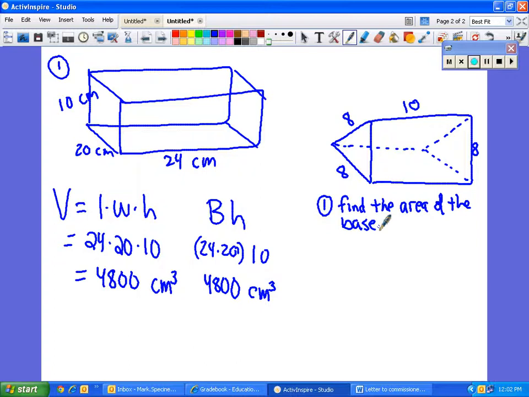What do we need in order to find the area of the base? What's the formula? 1/2 base times height. What don't we have? We have the base. We don't have the height. Okay, so here's what we're going to do. We're going to take this triangle, since it's the base, and pull it out and redraw it.